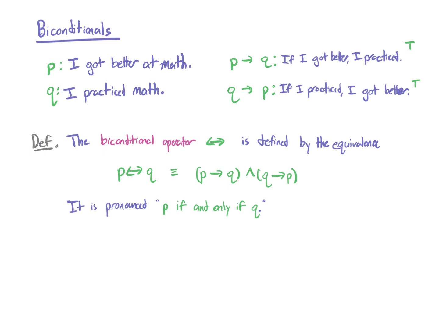P implies Q, we can think of that as the original conditional, and Q implies P, that's the converse. When both of these are true, then we have a biconditional. So in our case, we would say I got better at math, biconditional, if and only if I practiced math.